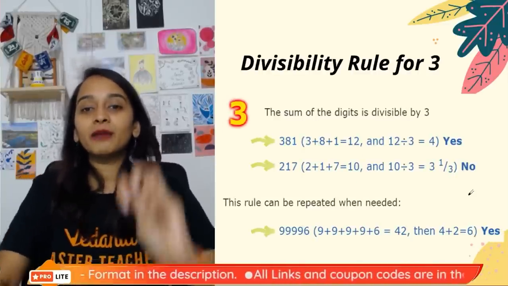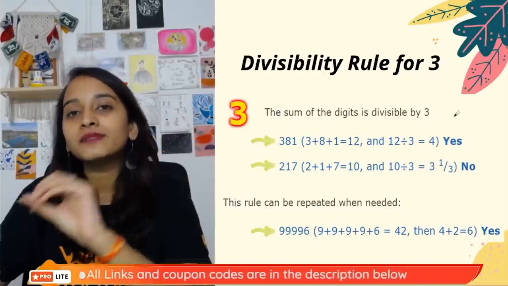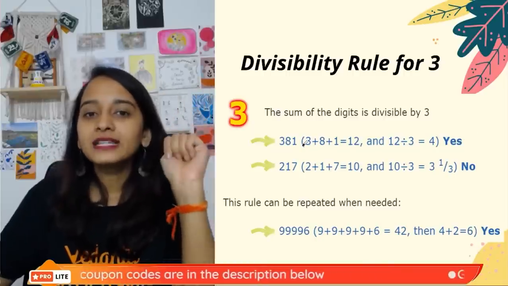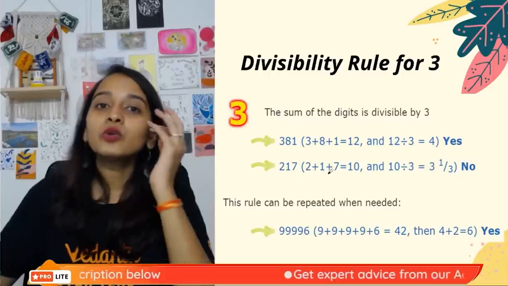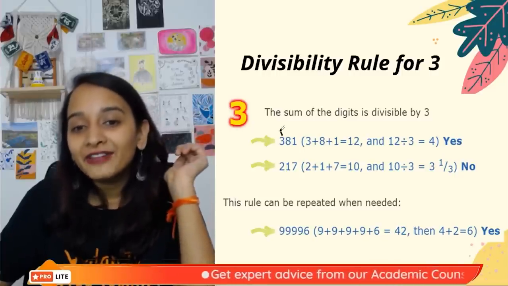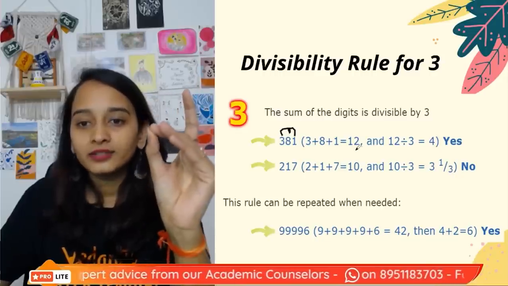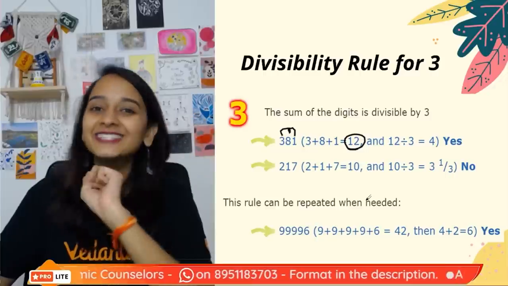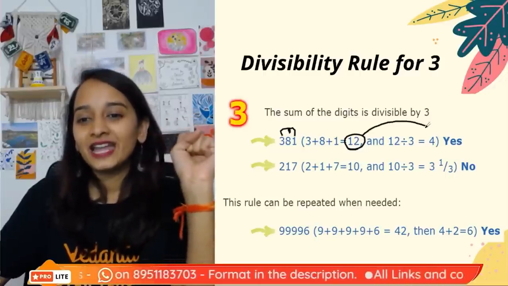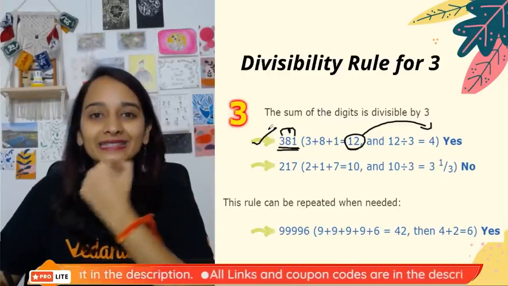Divisibility rule for the number 3. The sum of the digits should be divisible by 3. For example, 381. You have to check. How, what will you do? You will add every digit of this number. 3 plus 8 plus 1. You're getting 12. Is 12 divisible by 3? The answer is yes. So you can say that yes, this entire number is divisible by 3.